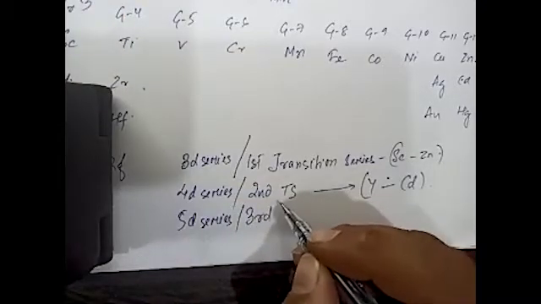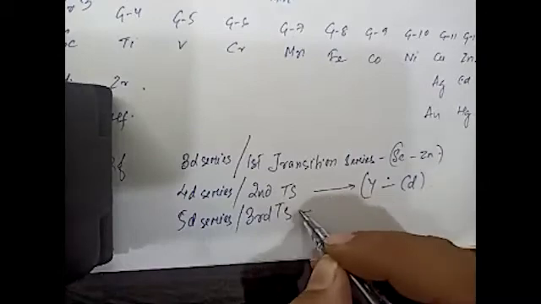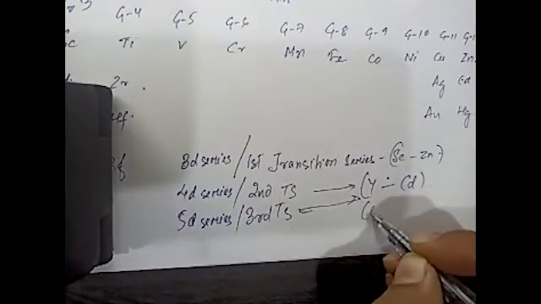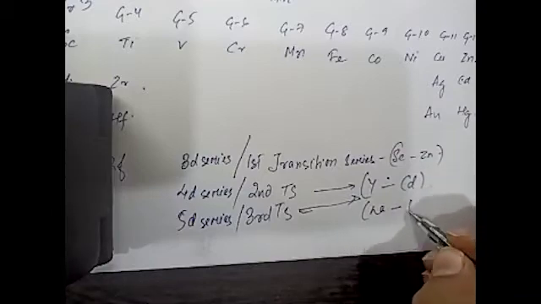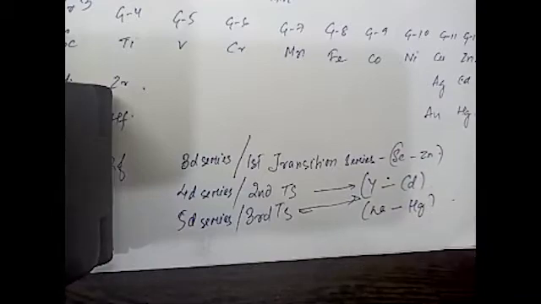Third transition series, that is from lanthanum to mercury. Okay, so similarly there is the 6D series or the fourth transition series. Like that, we have 4 different series in the D block elements. Hopefully you can understand. So the next thing, so we have understood what are transition elements.